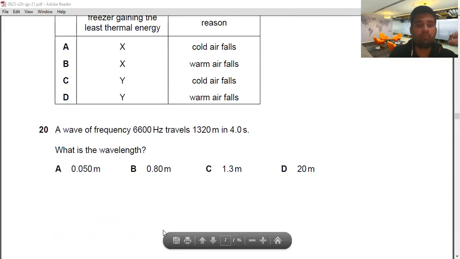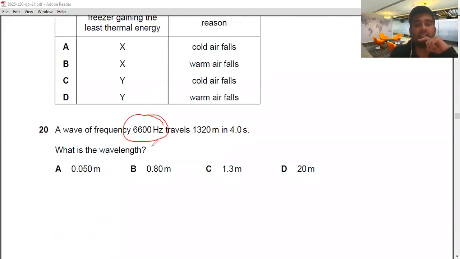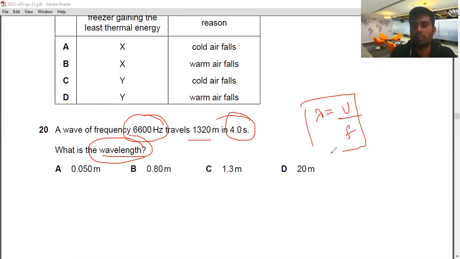A wave of frequency 6,600 Hz travels 1320 meters in 4 seconds. What is the wavelength? Again, a simple question. So we have to find the wavelength here. We know the formula: wavelength is velocity divided by frequency. So first you have to find velocity, which is the total distance, 1320, divided by 4. So 1320 divided by 4 is 330 meters per second.